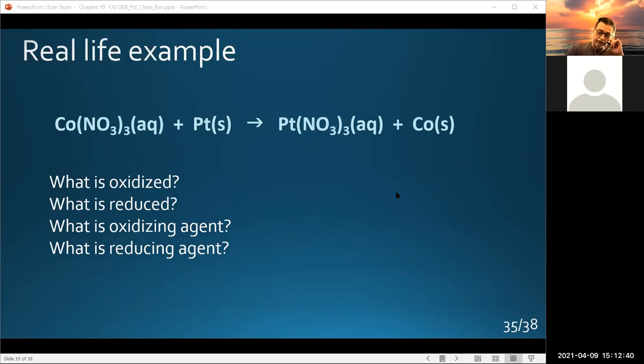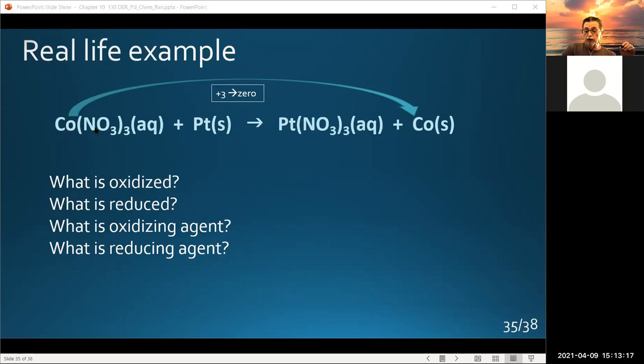Here's a real life example. These are platinum compounds, and analogs of these are used in cancer treatment. But in this example, we have Co, which is cobalt. We know NO3 is nitrate, obviously, right? And there's 3 of them, so therefore that must be cobalt 3 nitrate. So look what's happening to that cobalt. It's in the +3 state, and it goes to a 0 state.